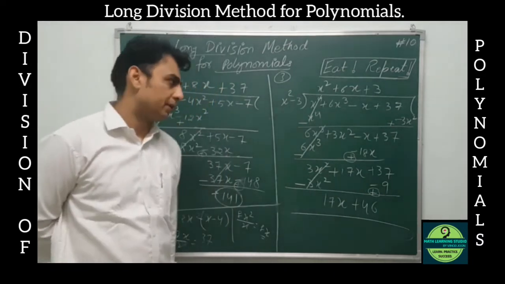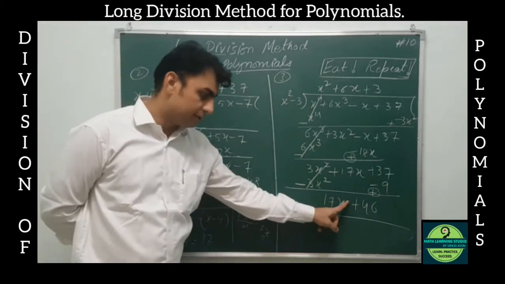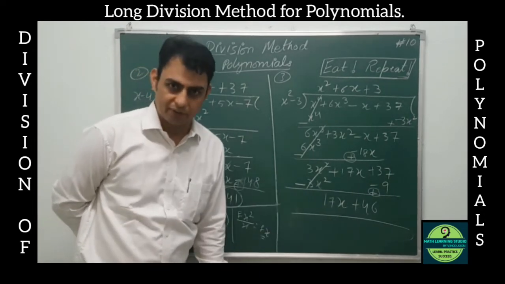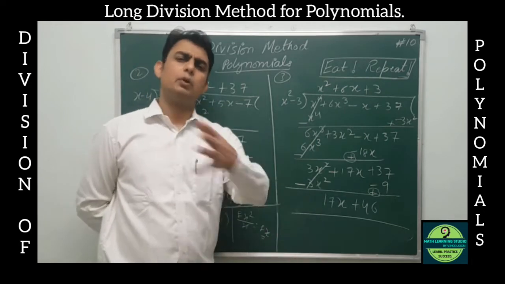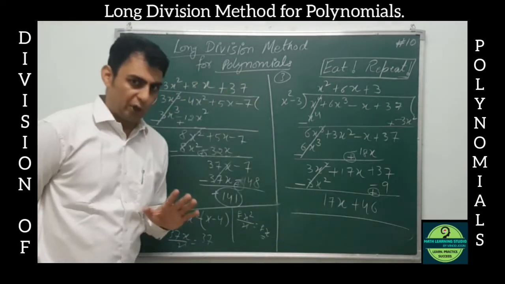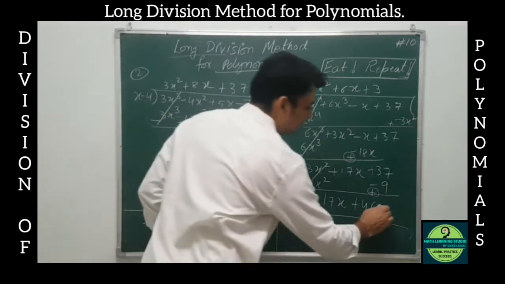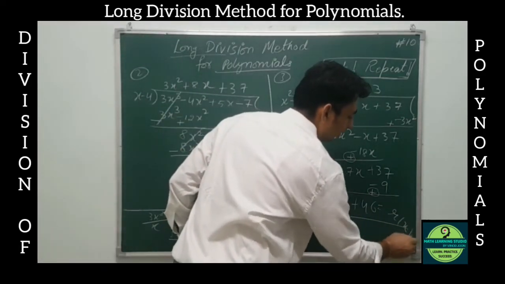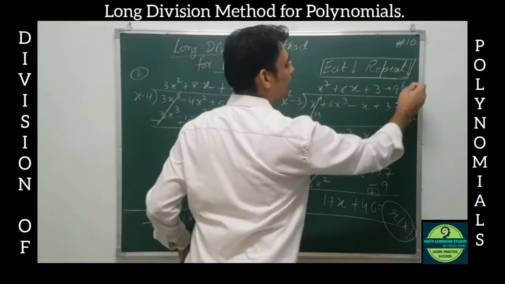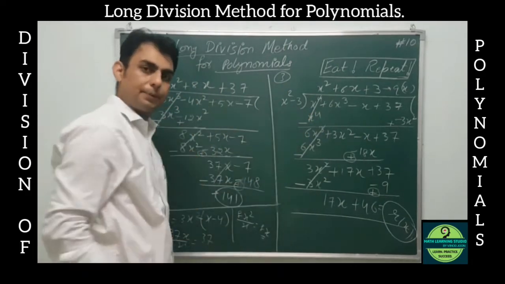Why do we end? Because the degree of the divisor is 2, the degree of the remainder is 1, the degree becomes smaller, so we cannot divide it further. We can, but it will go into fractions and all, that will not become a polynomial. So here we stop this division, and this is the remainder. We call it R of x. This is the quotient. We call it Q of x. This was the dividend. This is the divisor.